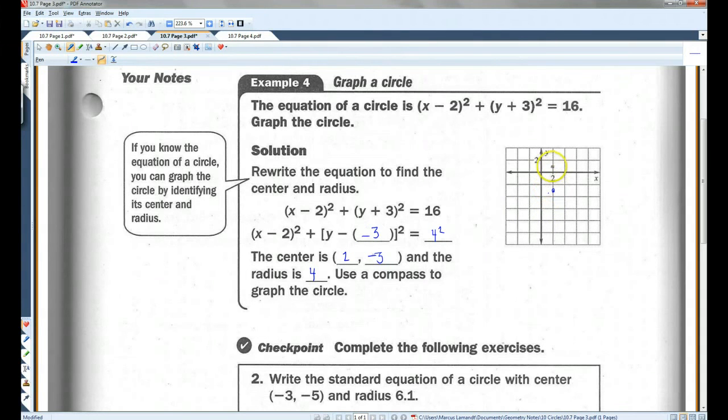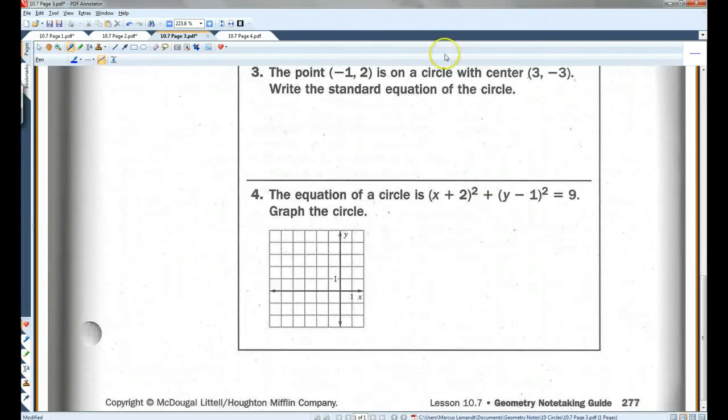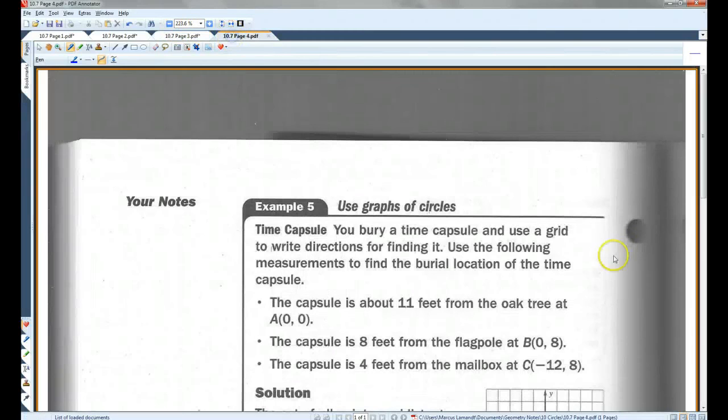So I'll go up to, over to, over 2. So a circle about like this. It doesn't need to be perfect. That's fine. Okay, you guys can do the checkpoint. Let's go on to the last page.